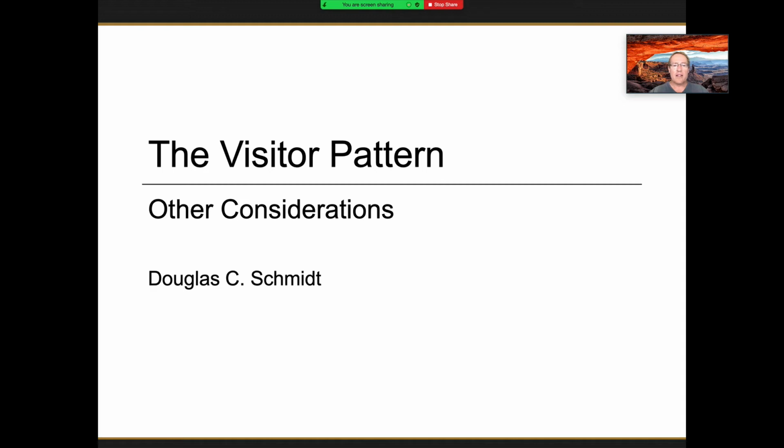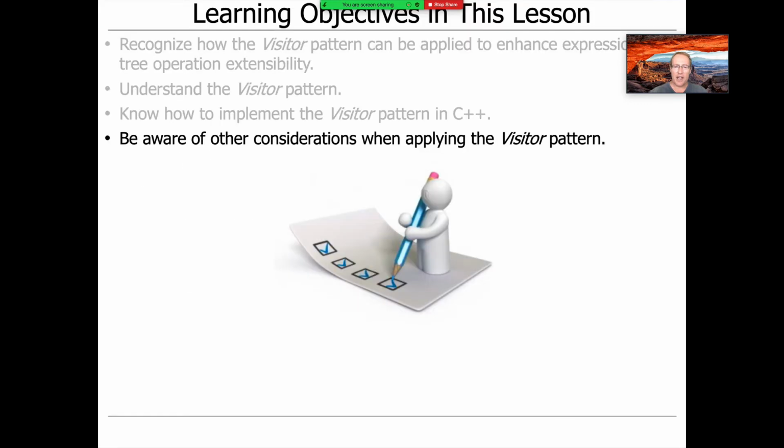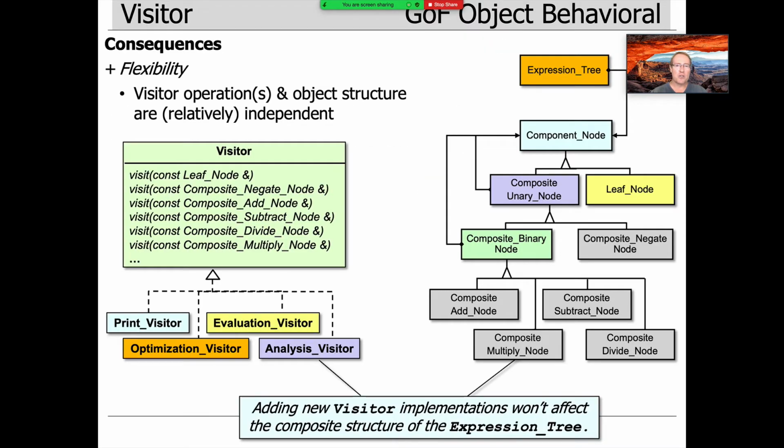So now let's go ahead and talk about some of the other considerations when using visitor. And this will give us a chance to talk about the pros and the cons and so on. So some of the nice things about this pattern is it's very flexible. So you can have visitor operations like print and eval and optimize and analyze and so on and so forth. Those are all largely decoupled from the object structure. They just have to know what the elements in the object structure are.